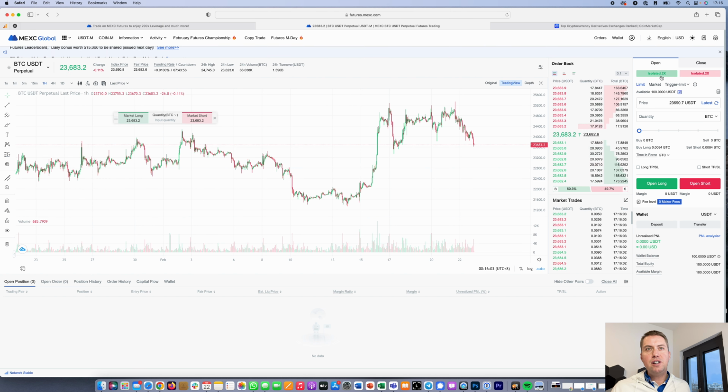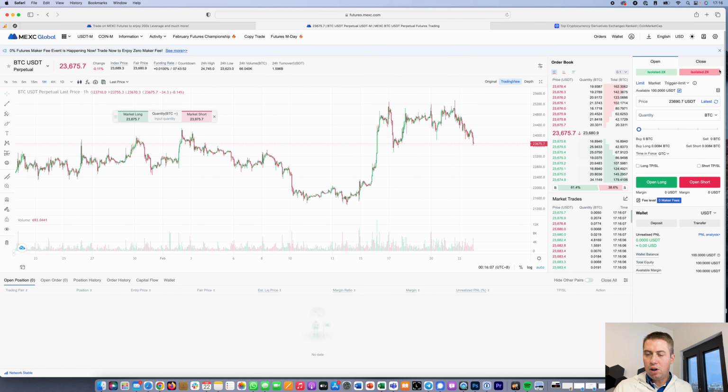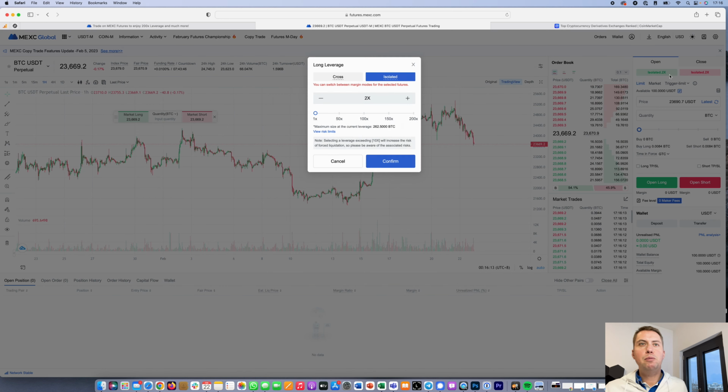Next thing you need to do is select your leverage. It really depends on whether you want to go long. If you think the price will go up, you go long. If you think the price will go down, you go short. And you need to select your leverage, and for Bitcoin, you can select up to 200x leverage.